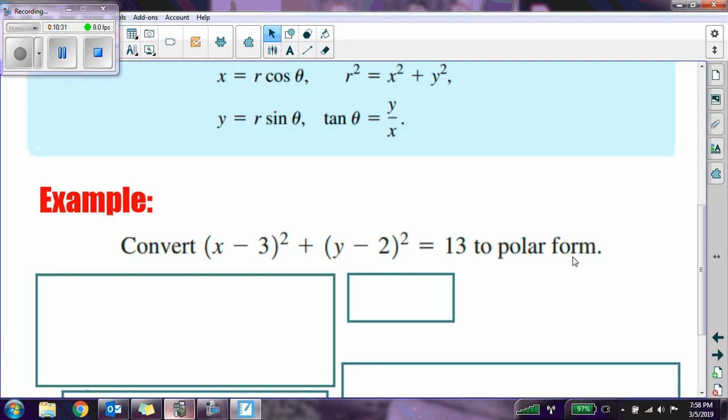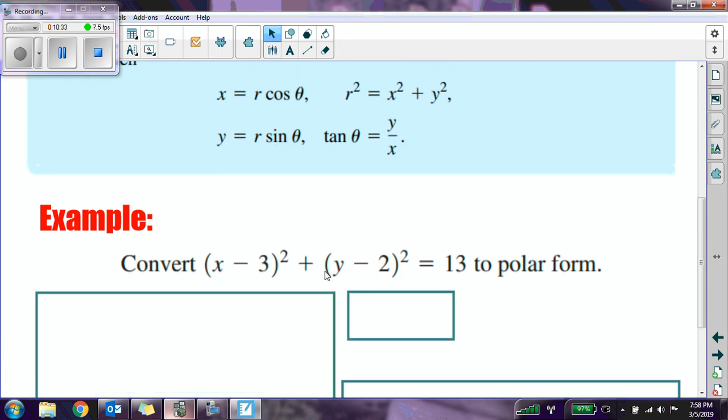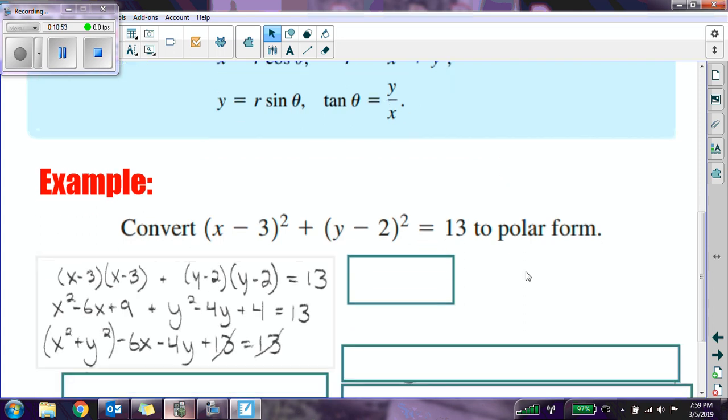So for this particular type of problem, again, we're going to want to start by multiplying everything out here. Because eventually we want to use one of these equations, or a combination of these equations, to help us get all of this from x's and y's to r's and thetas. Okay? So I'm going to start out by multiplying all of this out, expanding it. So multiply it out by two binomials, and then I combined like terms here.